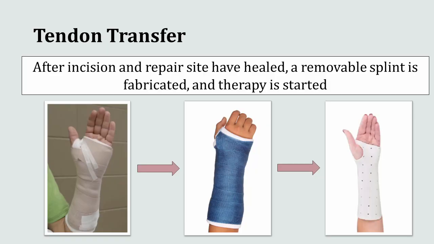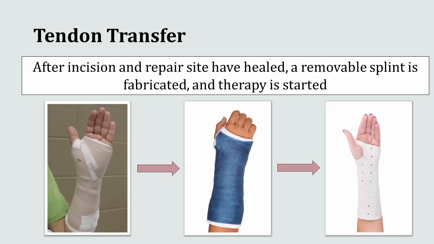Personally, I think it just looks better and it gives a smoother appearance of the tendon. So after the incision and repair site have healed, a removable splint is fabricated, and then therapy or motion is started. So you start out with a splint, which looks like something on the left, and that's usually made with plaster that just goes on one side of the hand and wrist and forearm.